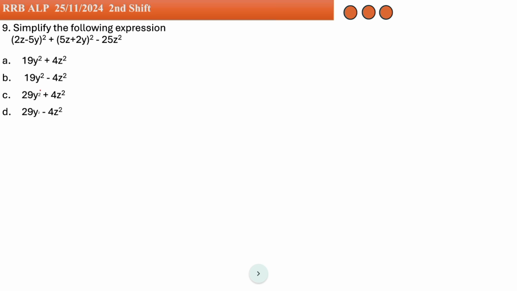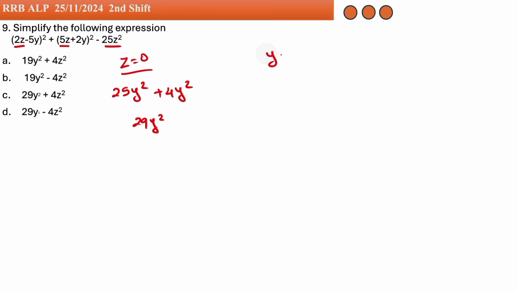Next question. Simplify the following expression. So to solve this type of question, first we'll assume that z is equal to 0. So when z is 0, these terms get 0 value. So now minus 5y square is 25y square. Next, 2y square is 4y square, that is 29y square.